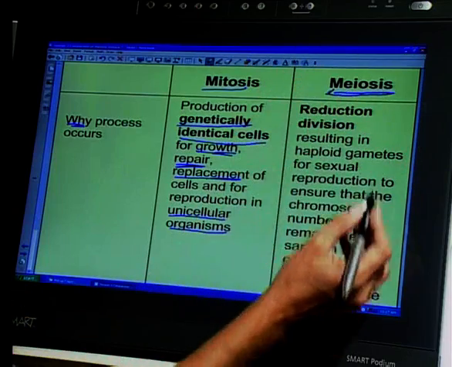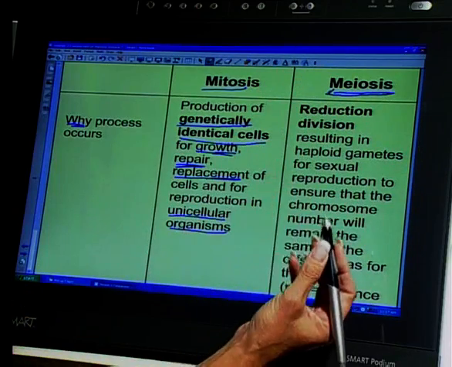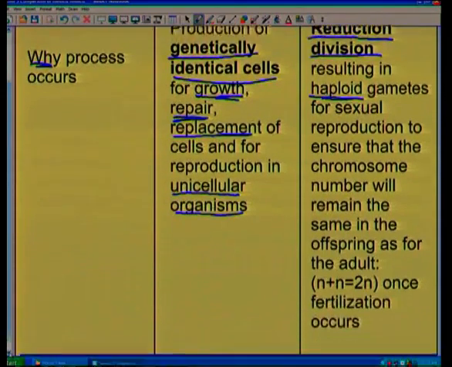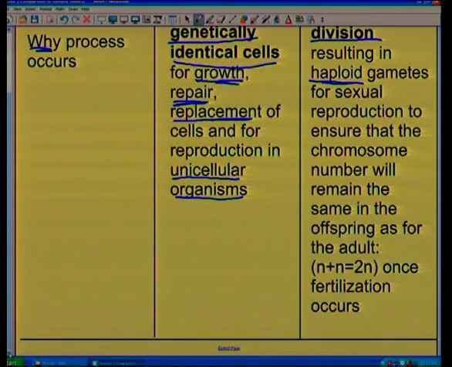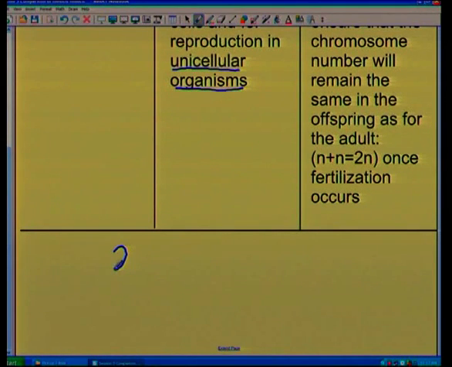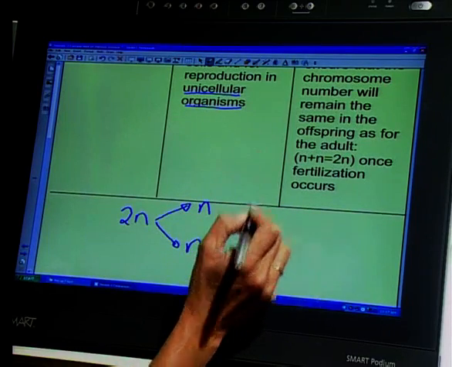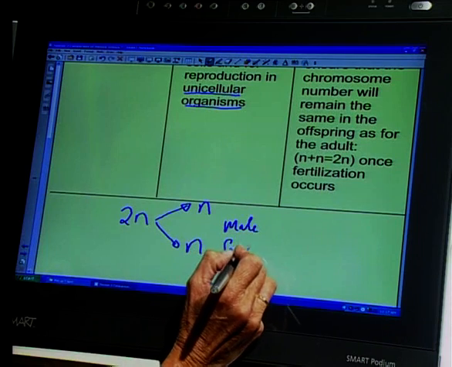Okay, in meiosis, well, it's for sexual reproduction. So why does this process occur? To reduce the number of chromosomes. So we have reduction division, so we end up with a haploid gamete. Now, how does this work? Let me just show you here. We go from a diploid nucleus, which then reduces into haploid gametes. We'll have this happening in the male, and we'll have the same thing happening in the female.